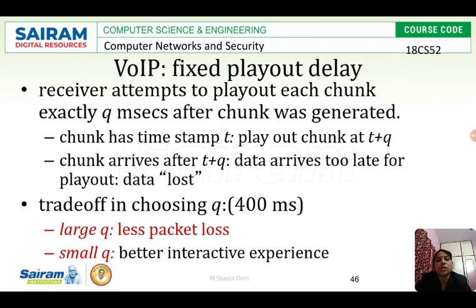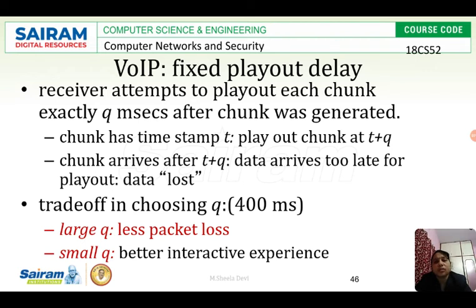So fixed playout delay, we said we have to give the timestamp. That was the first method proposed. We'll see how it works. If the receiver attempts to play out each chunk exactly q milliseconds after the chunk was generated. Okay, so it is generated at 5 o'clock at the sender. We'll assume that the playout should happen after a thousand milliseconds after it is generated. Then we'll assume that at 5 o'clock it has been generated.